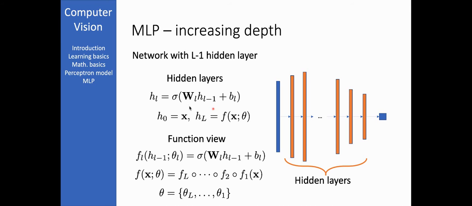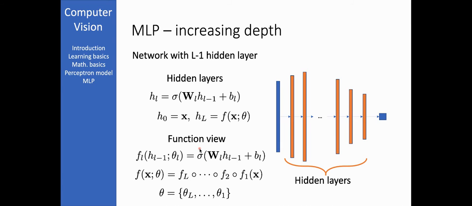Again, it will be the same thing. H0, my 0th hidden layer, can be viewed as the input. And my last hidden layer, or my output, can be viewed as the last layer of my network. So the 0th layer is the input and the L-th layer is the output. And anything in between are the hidden layers.